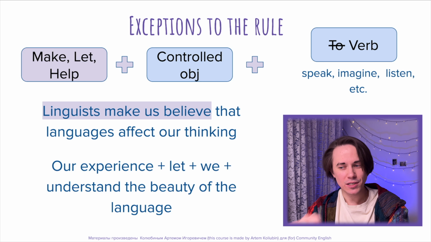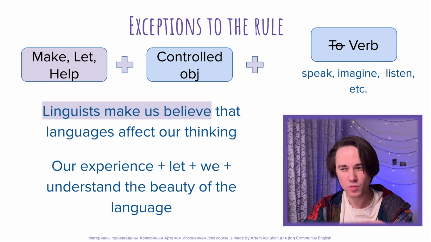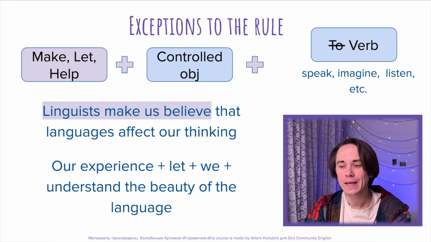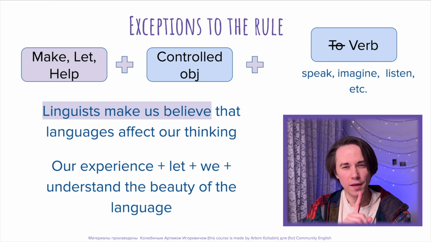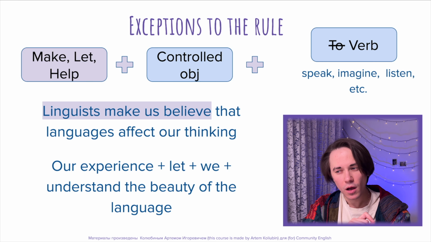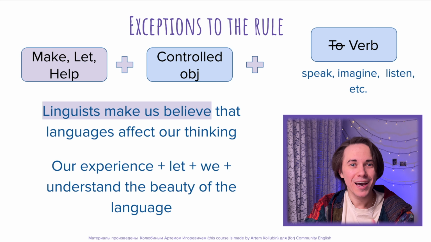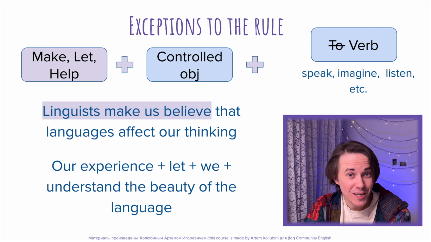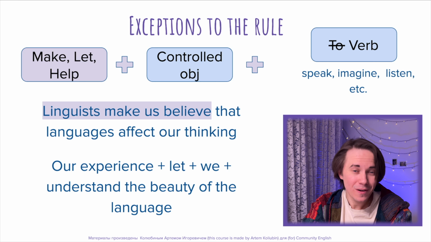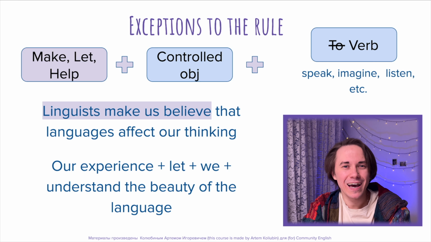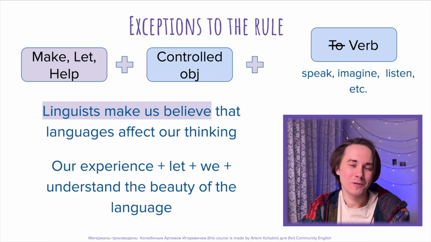So now let's practice with this one. So try to construct this one. So make sure you don't say to, right? So it should go like that. Our experience let us understand the beauty of the language. And this famous phrase, let us go, let's go, that's the controlling structure too. With let us go. So with the controlled object, with the controlling verb.